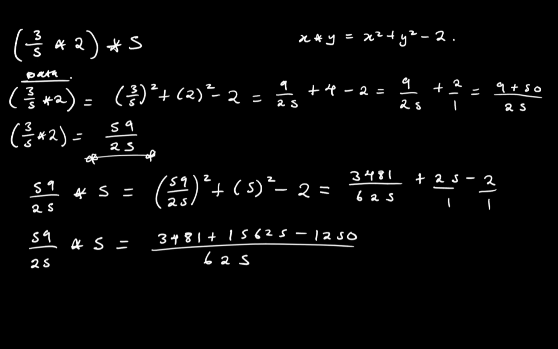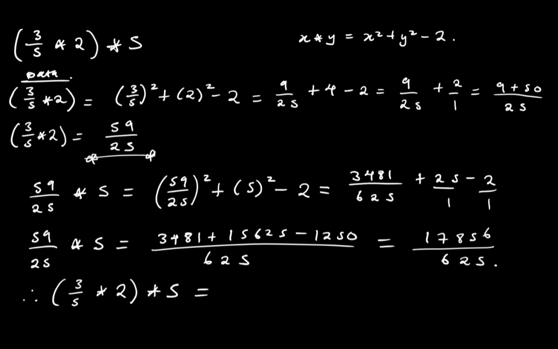So if I do my computation right, I'll have my final answer to be equivalent to 17,856 over 625. Therefore, I can conclude that 3 over 5 star 2 star 5 is equal to 17,856 over 625. So this would basically be my answer for the evaluation.